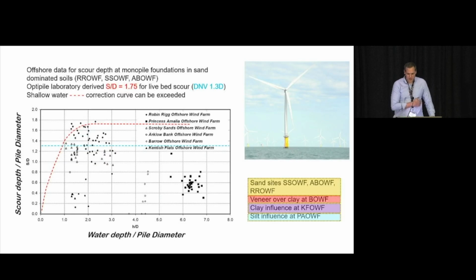So the last one's probably the most relevant, most interesting. Offshore monopiles. This is a fantastic figure. On the vertical axis is the scour depth normalised by pile diameter, and on the horizontal axis is the water depth over pile diameter.